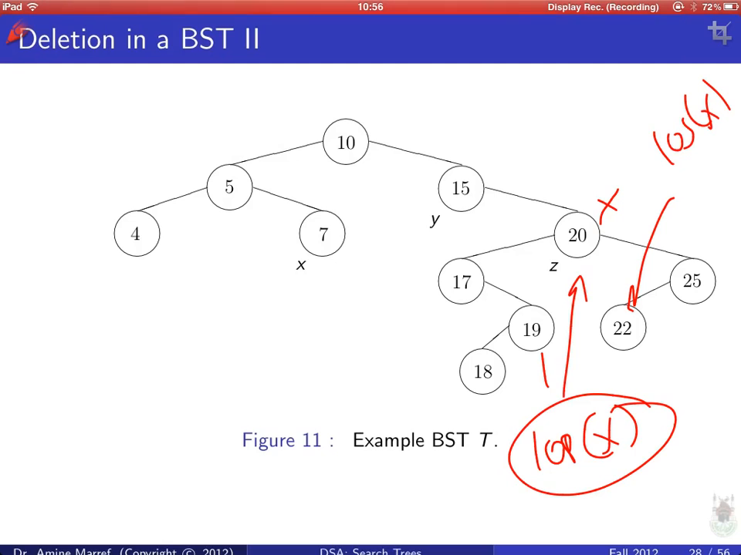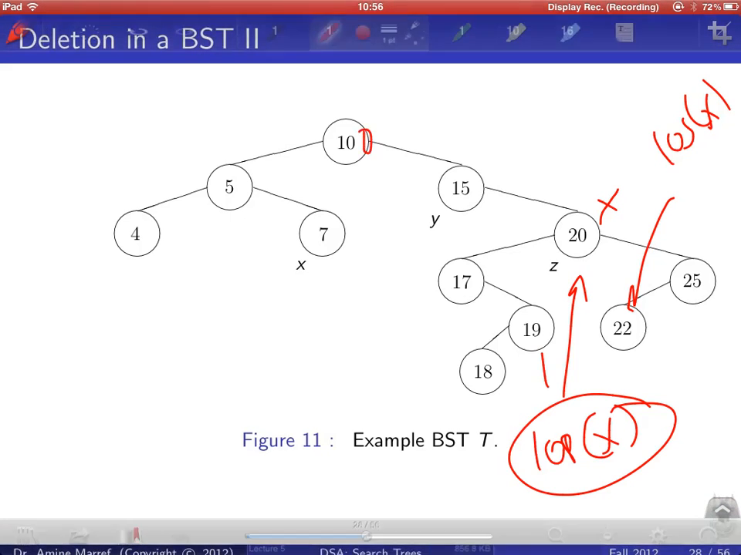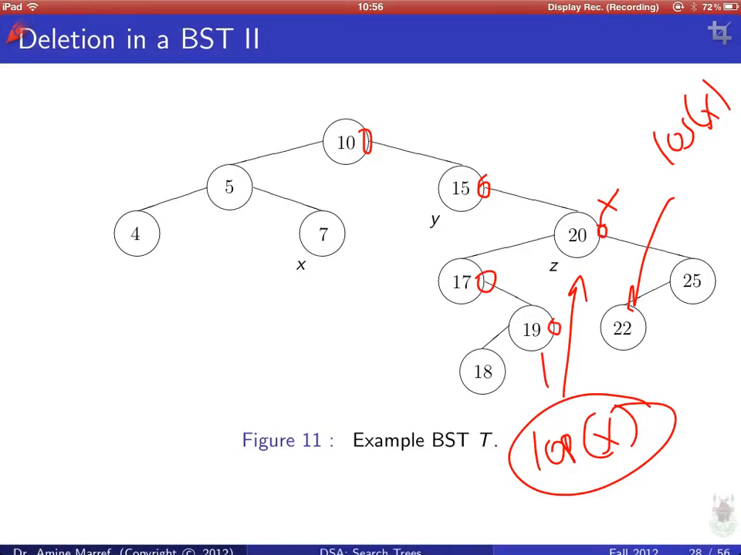Now if we choose to replace Z with the Inorder predecessor, so we put 19 here, and then we delete 19. What kind of delete is this? Yeah, the node has one child. So how do we delete 19 in this case? We replace this with 18. Yeah, exactly.